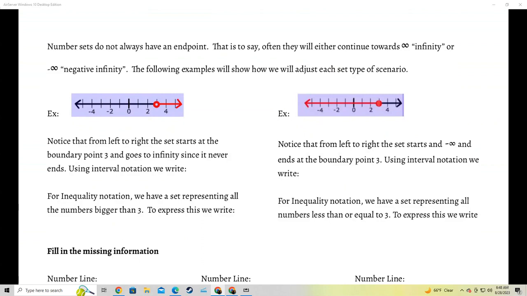I always have a little mistake here. Go ahead and write the word for. We will adjust for each type of scenario. All right.